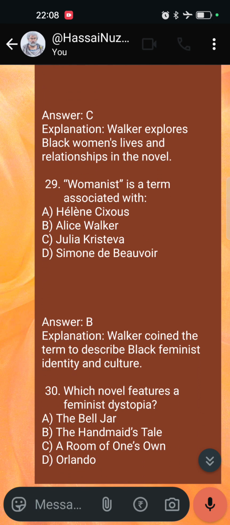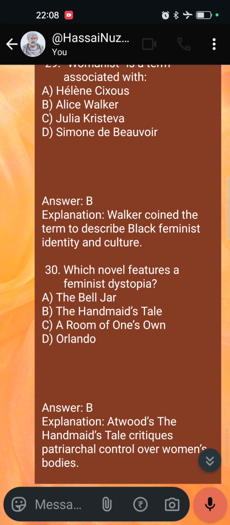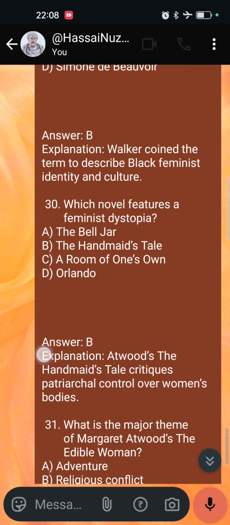30th question. Which novel features a feminist dystopia? Answer is B. The Handmaid's Tale. Atwood's The Handmaid's Tale critiques patriarchal control over women's bodies.